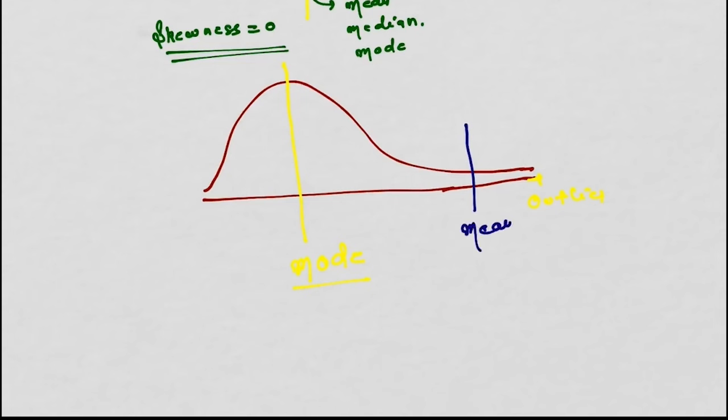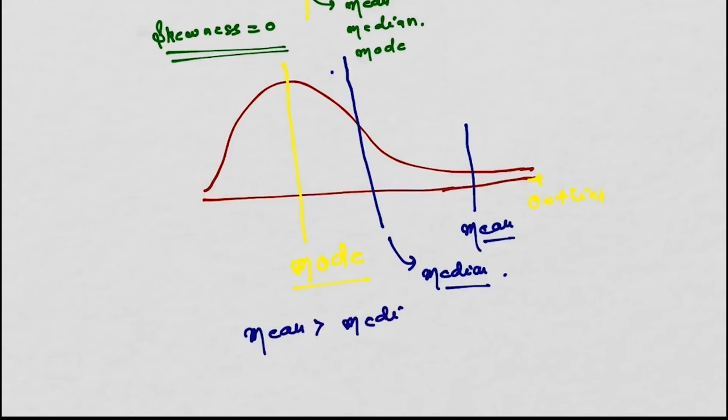Mean yahan jayega. A slight change hoga median. Because median is what? The line which bisects the data in two equal halves. This is median. And this is called a right skewed data. So, agar aap right side outlier ko introduce kara do normal distribution mein, so mean will be greater than median, will be greater than mode. Mean is greater than median, is greater than mode. And that is the reason I ask you to remember the central tendency of the data in a particular rhythm, mean, median, mode. Because mean is greater than median, is greater than mode. Then it is a right skewed data.